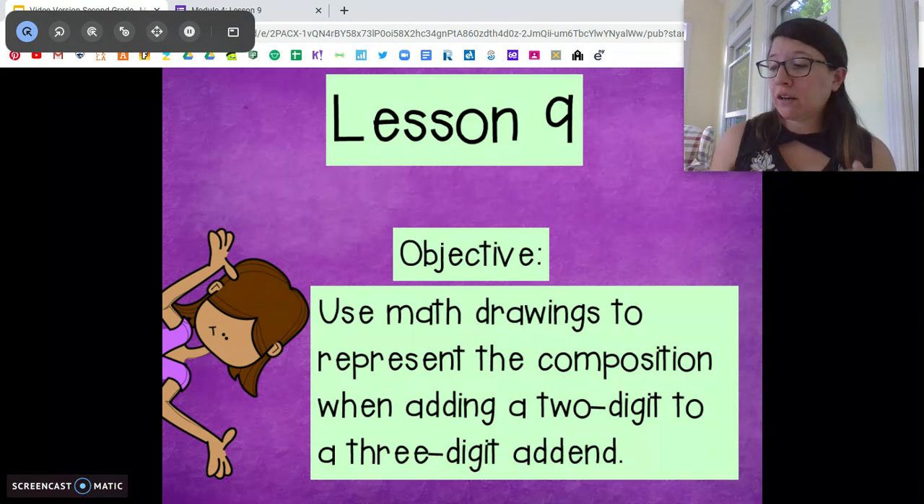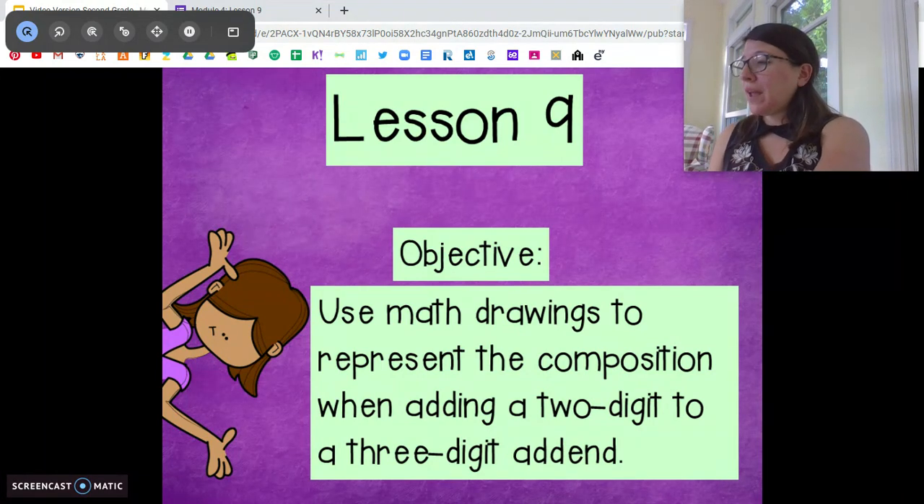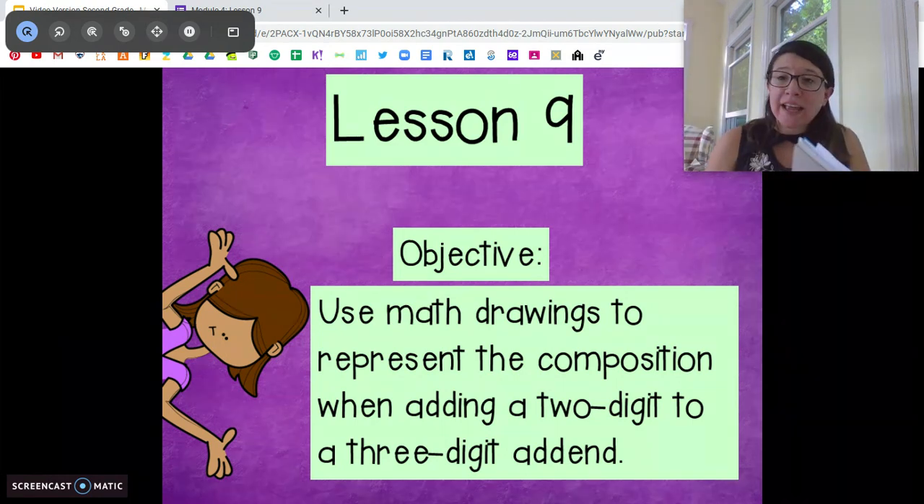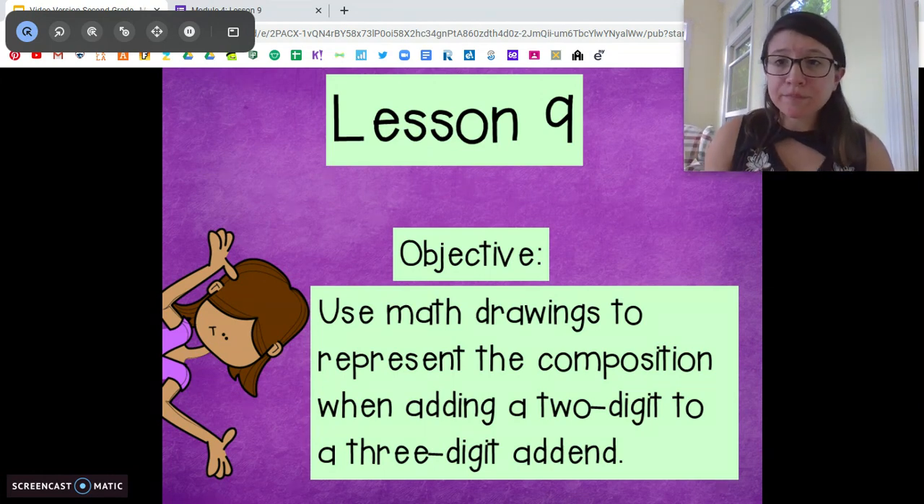So all you're going to need for your lesson today is paper, pencil, something to write with, something to write on. I'm going to be using my notebook today so that I can see all my work and I have tons of space to write it out. But you go ahead and grab whatever you need, and then we will get started.